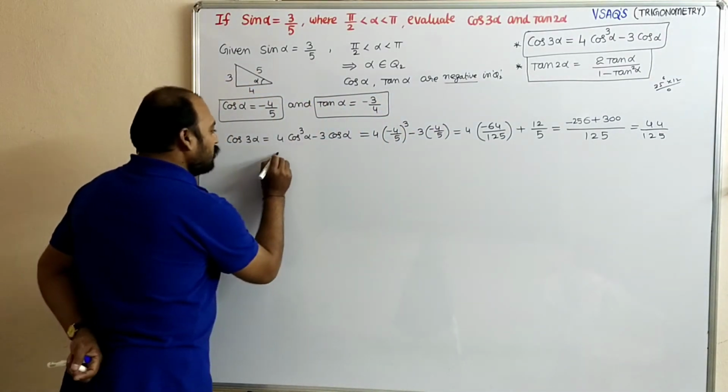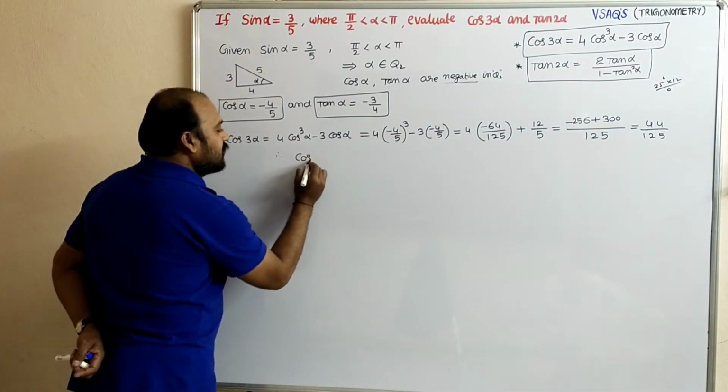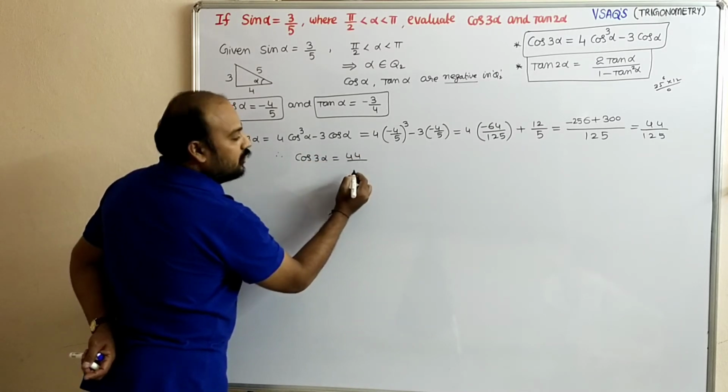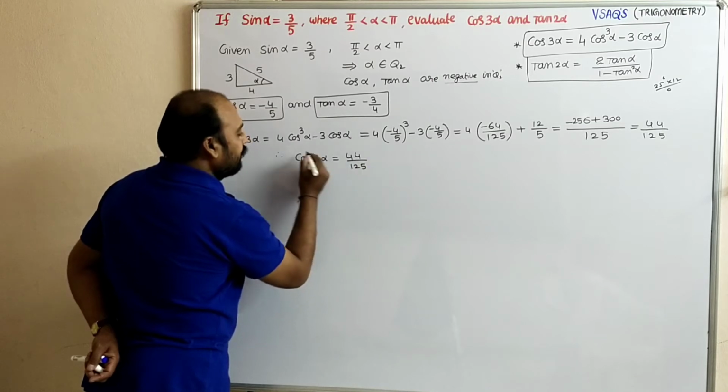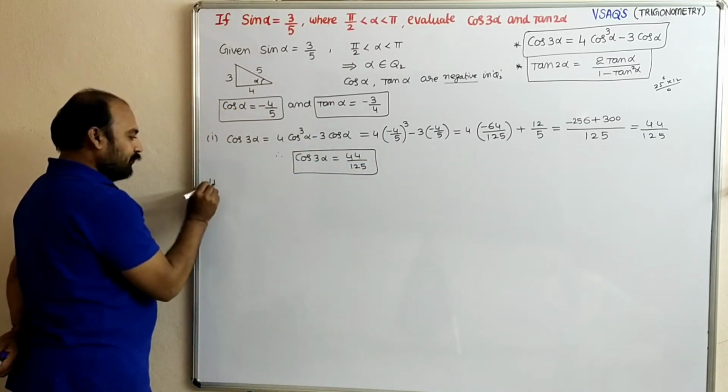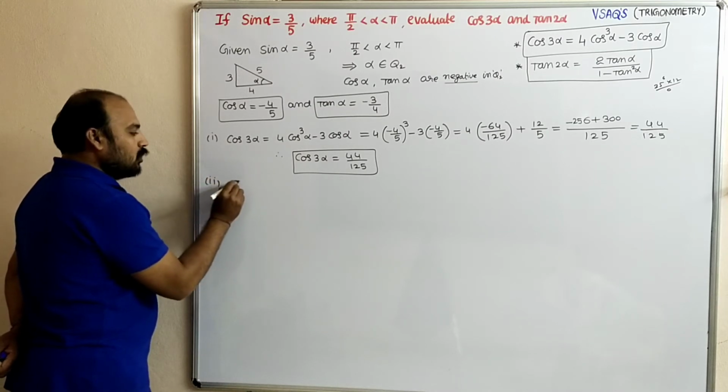Here I am writing the conclusion step. Therefore, cos 3 alpha is equal to 44 divided by 125. Now move to the second value, tan 2 alpha.